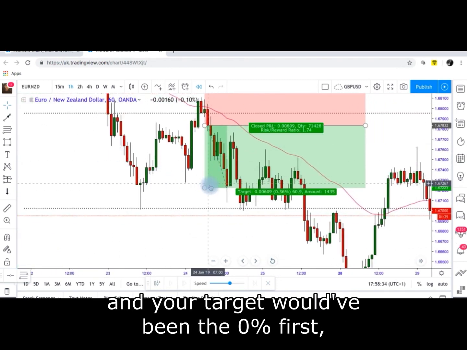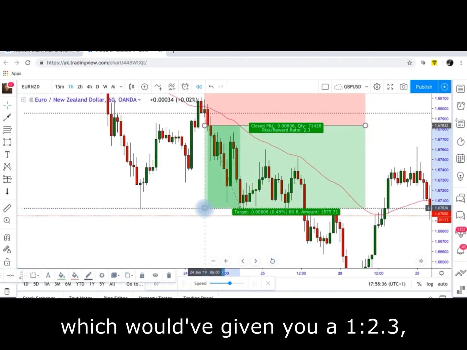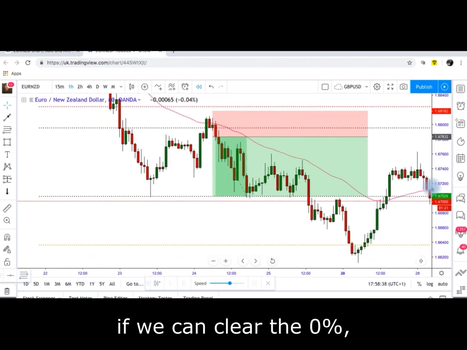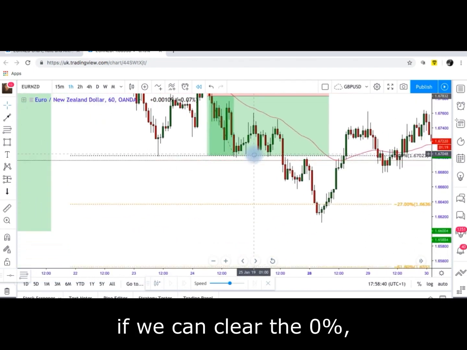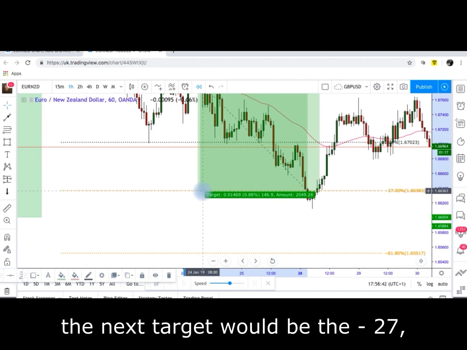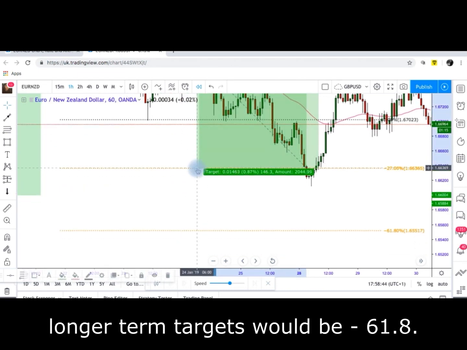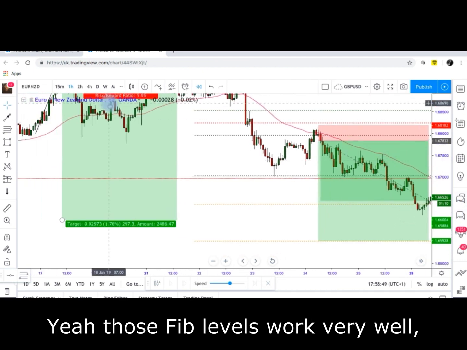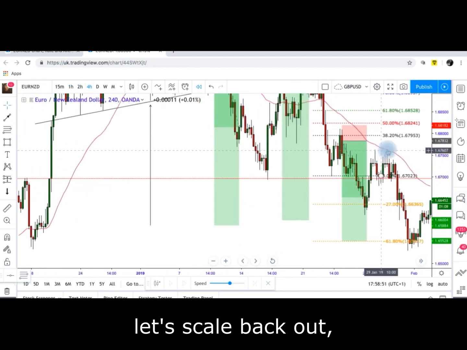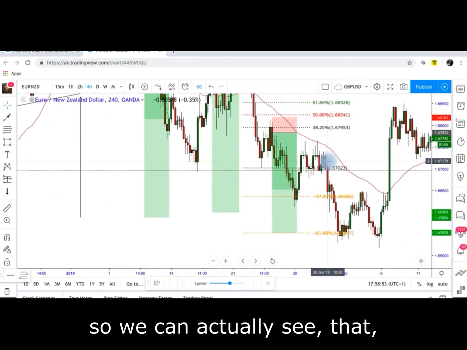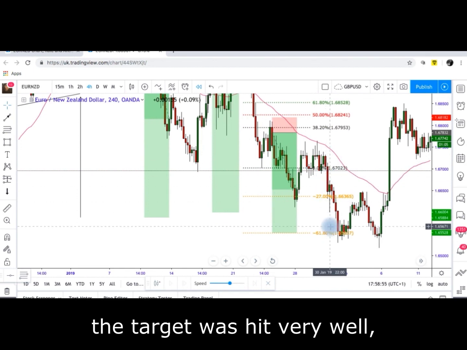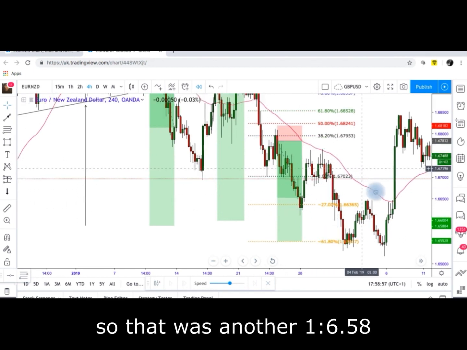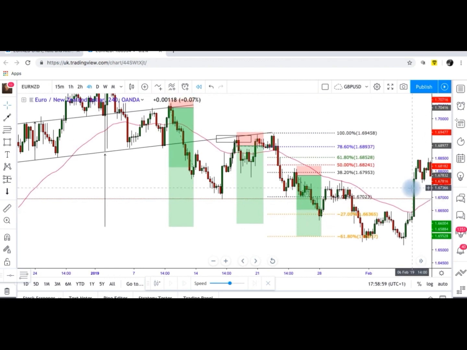And your target would have been the 0% first, which would have given you a 1 to 2.3. If we can clear the 0%, the next target would be the minus 27. And longer term targets would be minus 618. Okay, those fib levels work very well. Let's scale back out. So we can actually see that the target was hit very well. So that was another 1 to 6.58.